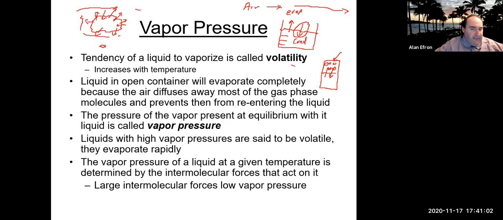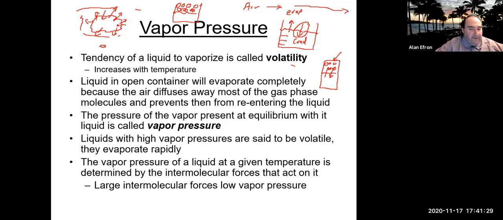So liquids that have really high vapor pressure are said to be volatile. They evaporate really quickly. The only way you could get high vapor pressure is if you have a lot of gas molecules that have developed above the liquid. In order to get a lot of gas molecules above the liquid, that would imply that you have a good rate of evaporation happening in the liquid.